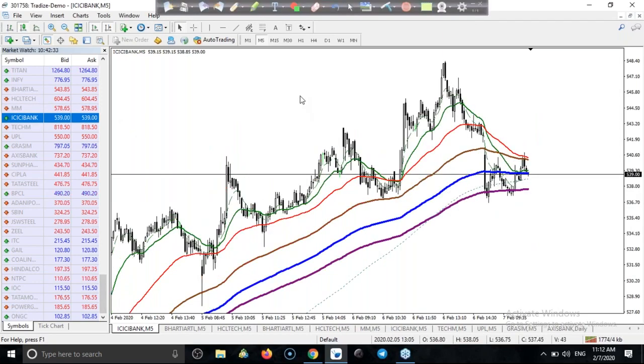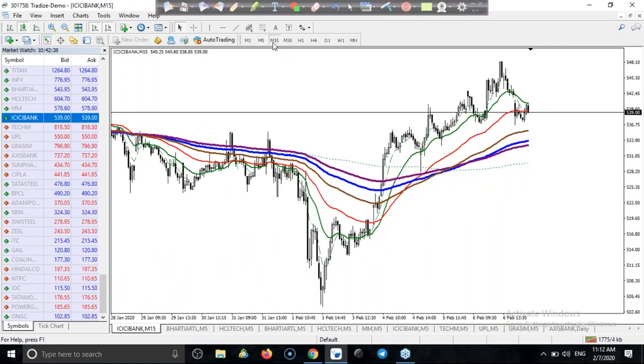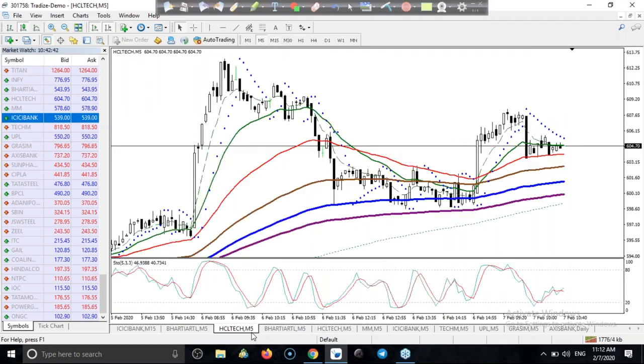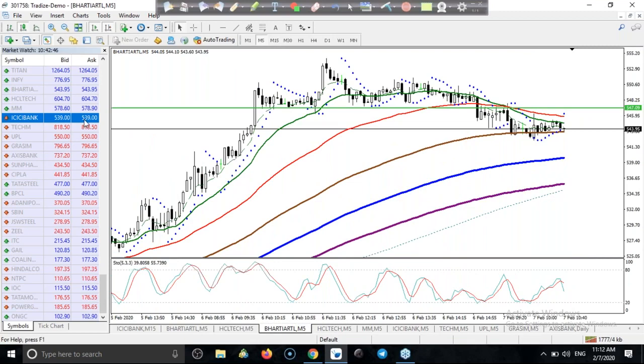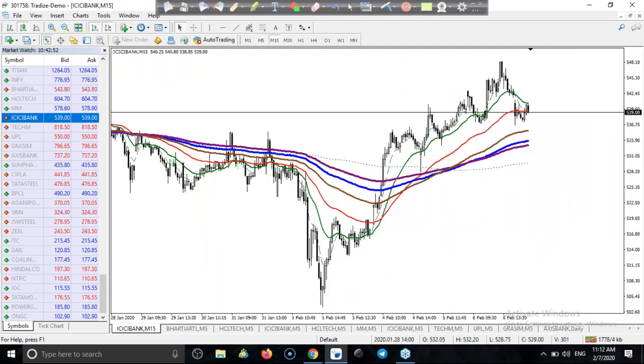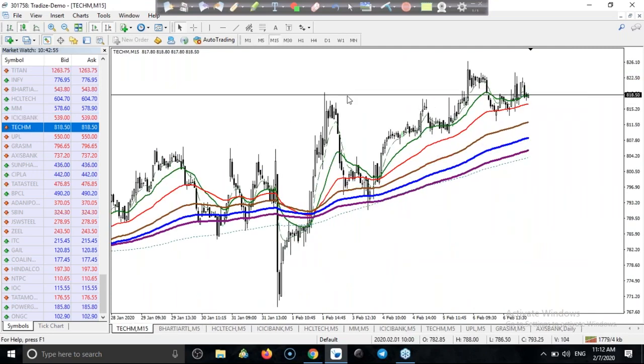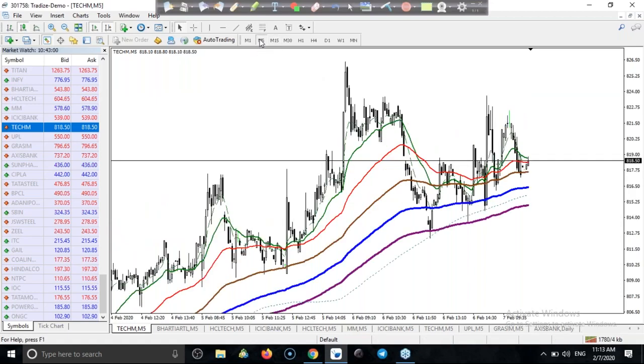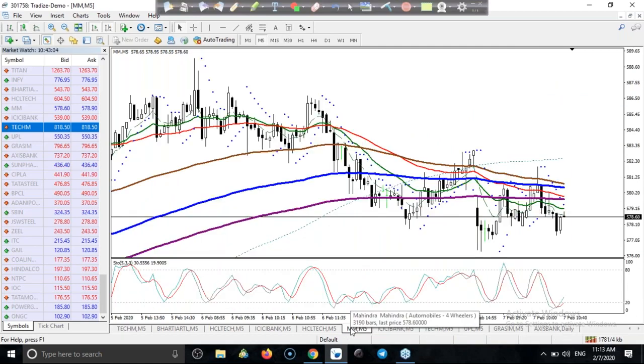Next, ICICI Bank, 5 minute running in an uptrend clearly, and 15 minute running in an uptrend clearly. So I'll take ICICI. So next you can go for ICICI. All right. Okay. Next you can see Tech Mahindra. Tech Mahindra is running in an uptrend in 15 minute, and in the 5 minute they are running in an uptrend. So you can go for Tech Mahindra.